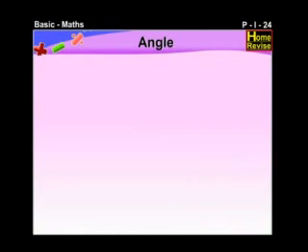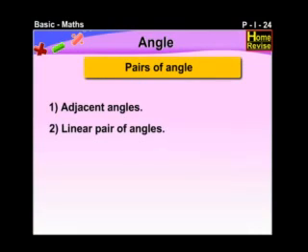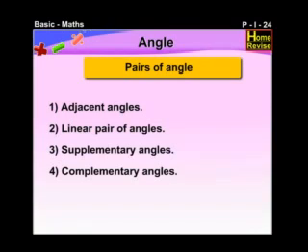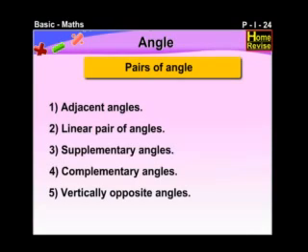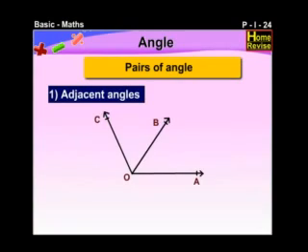Friends, now let us study pairs of angles. There are 5 pairs of angles. Number 1, adjacent angles. Number 2, linear pair of angles. Number 3, supplementary angles. Number 4, complementary angles. And number 5, vertically opposite angles. First, let us see number 1, adjacent angles.